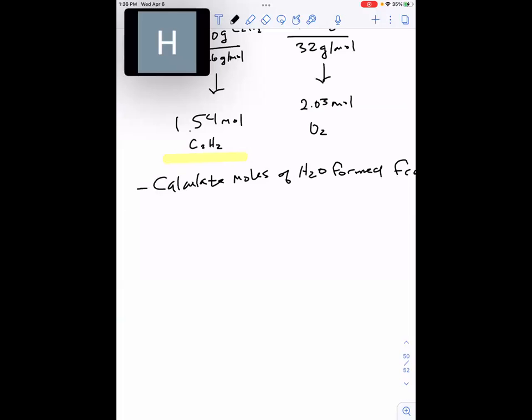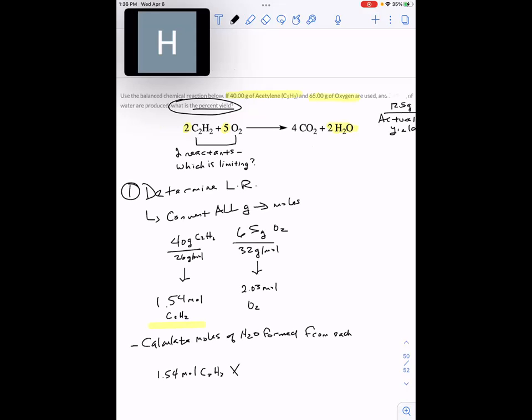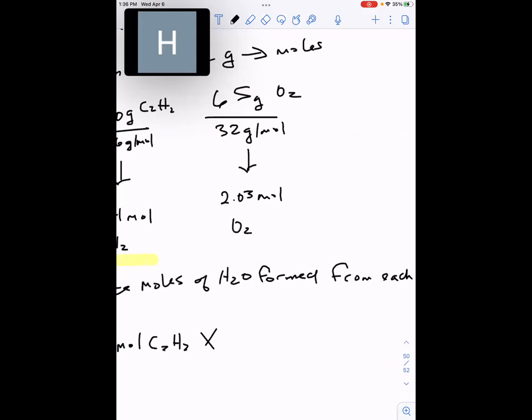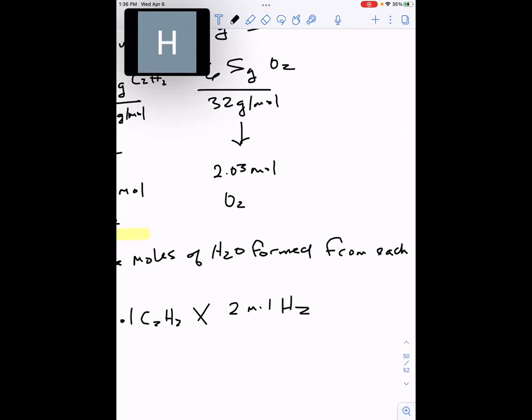We're gonna take 1.54 moles of C2H2. And from the equation up top, we have a 2 to 2 ratio of water to acetylene. So we're going to say 2 moles of water divided by 2 moles of C2H2.